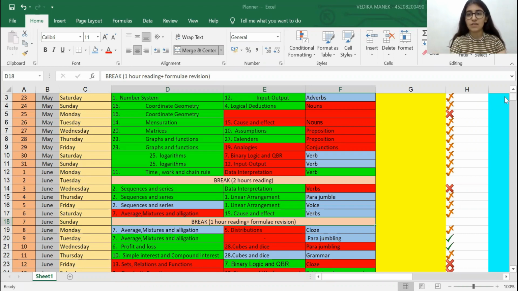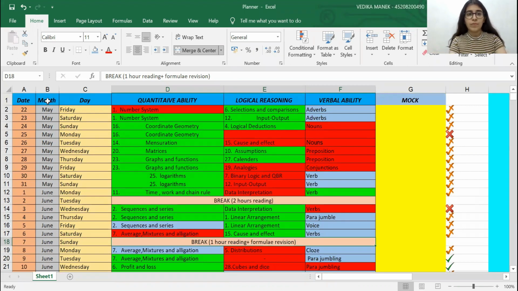Every day there was a date, month, day, quant, logical reasoning, verbal ability. So what you can do is you can make an Excel sheet like this, along with your mock score Excel sheet. I have already made a separate video for that. We'll be sharing that with you. So how to put all of that together so that you have one Excel document where you have all these sheets so that you can plan everything perfectly and do everything properly.